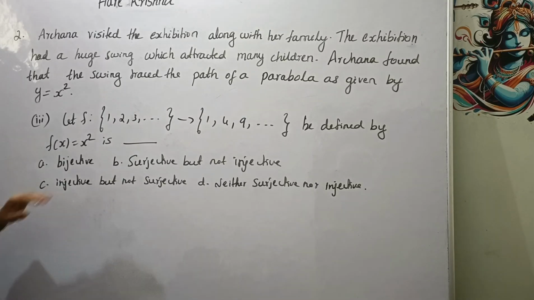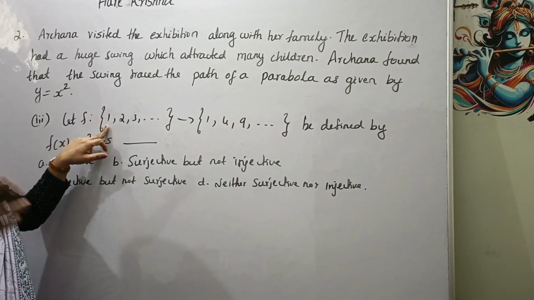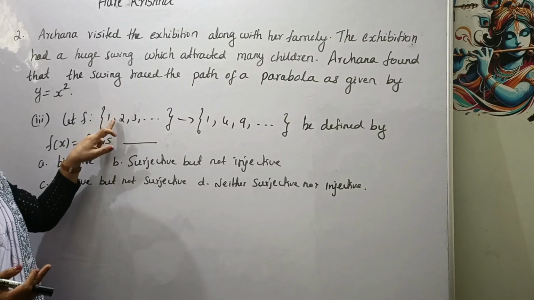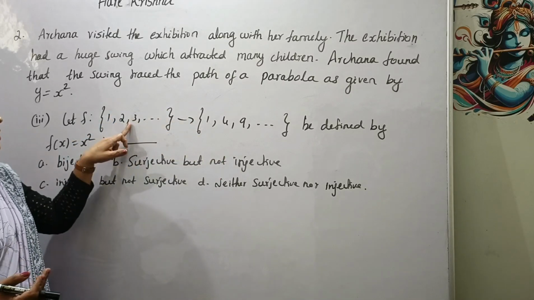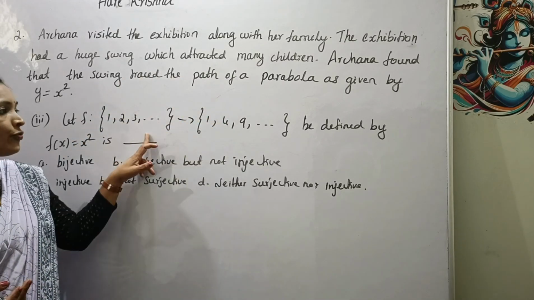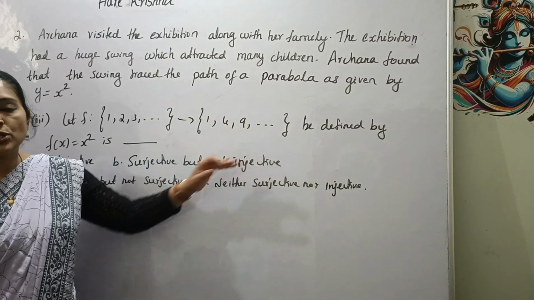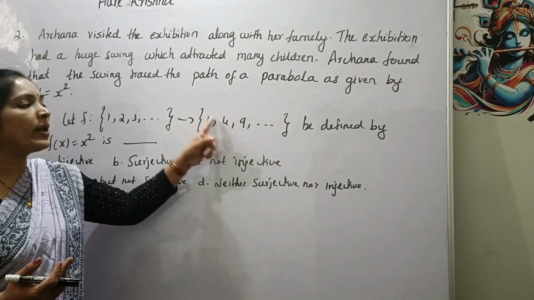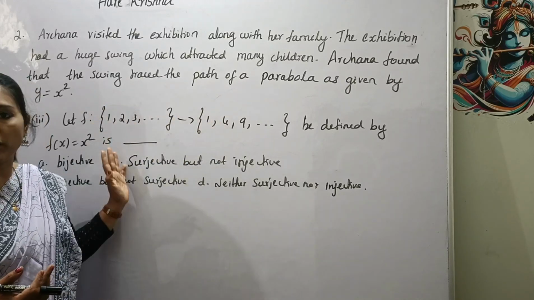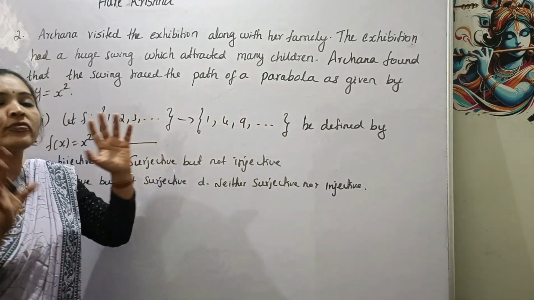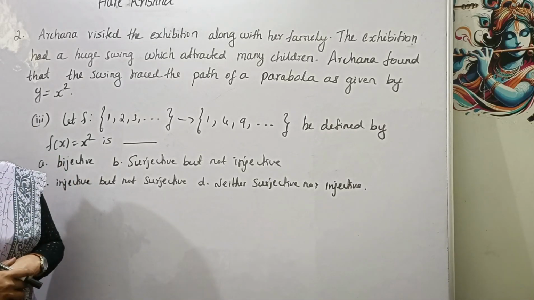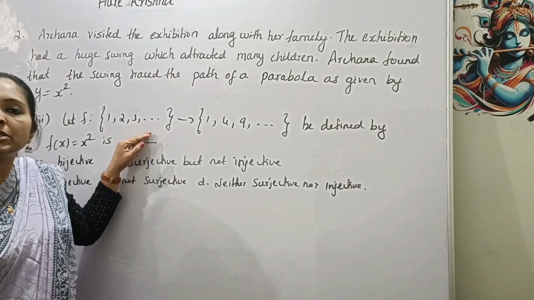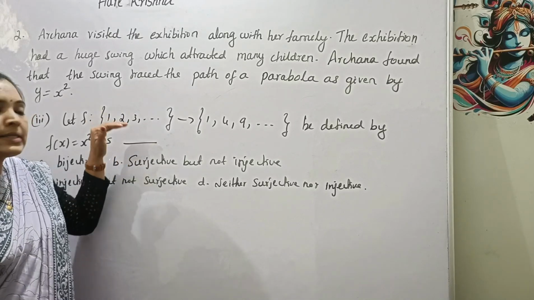See here, image of 1 is 1. Right. Our function is f of x is equal to x square. Image of 2 is 4. Image of 3 is 9. Image of 4 is 16. Right. So, here 4 has only one preimage. 1 has only one preimage. 9 has only one preimage. So, all the elements of the codomain have only one preimage. Right. Therefore, it is one-one. That is, it is an injective function.